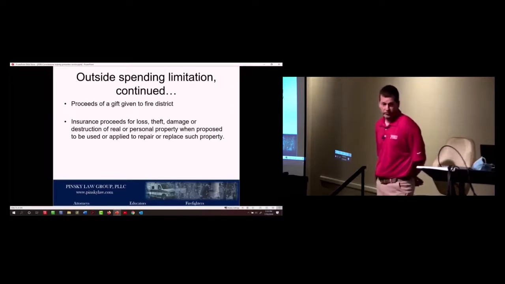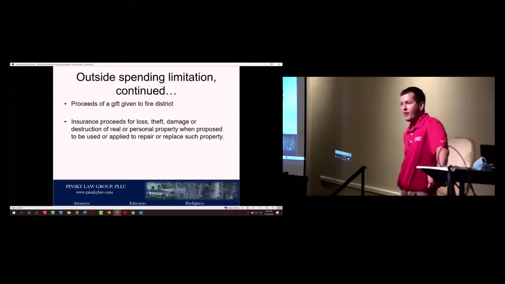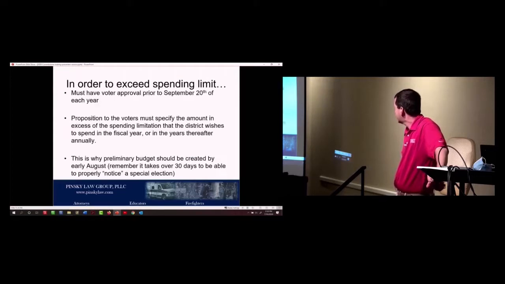Gifts given to a fire district. Now, the question comes up, is a gift a grant? What if you get a grant? Is that in or outside the limit? I believe a gift is equal to a grant. I haven't yet seen an opinion from the comptroller on that, so that could be subject to change, but I'm going to say a gift is a grant. It's outside the limit. That's my belief. Insurance proceeds are outside the limit. So if your truck got wrecked and somebody paid you, that's outside the limit because you're replacing something and the money's coming from outside the budget.